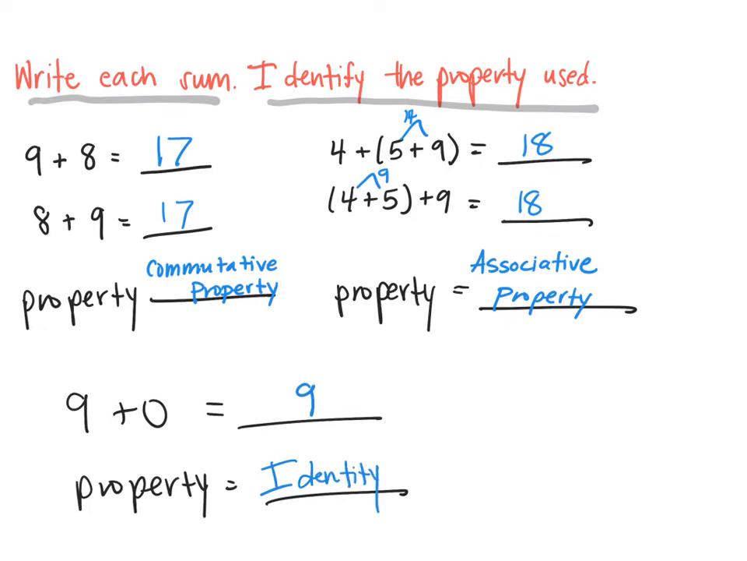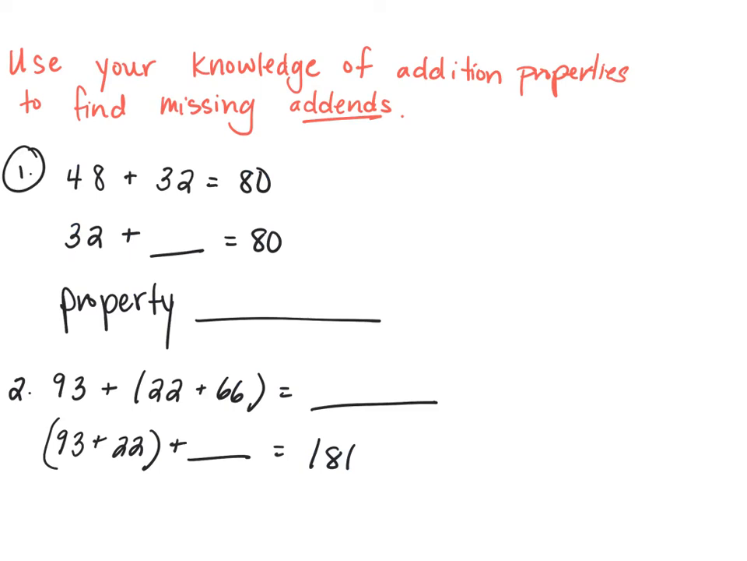Very good. All right, reading the instructions again. Use your knowledge of the addition properties to find missing add-ins. We know add-ins are the two or more numbers that you add together to find the sum. So if we use the first equation, 48 plus 32 equals 80, and below we have another equation, 32 plus what number equals 80? Well, I know that there's only one other number I can add to 32 to get 80, and that's 48.